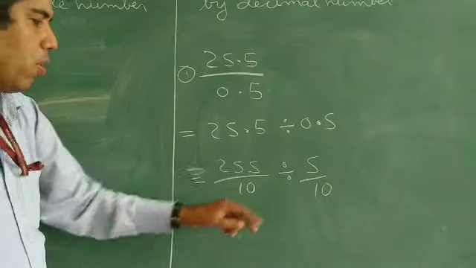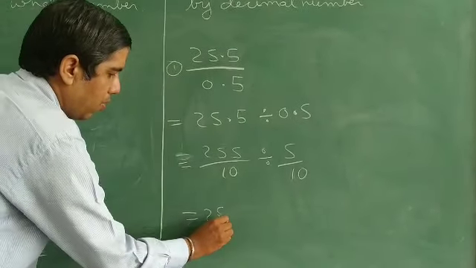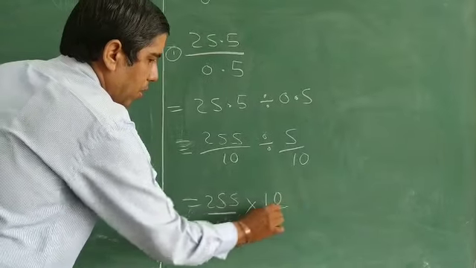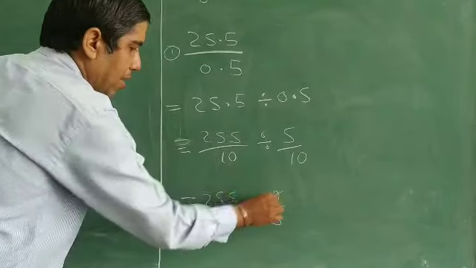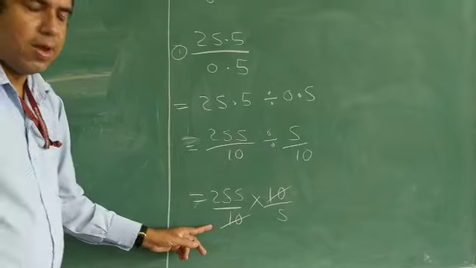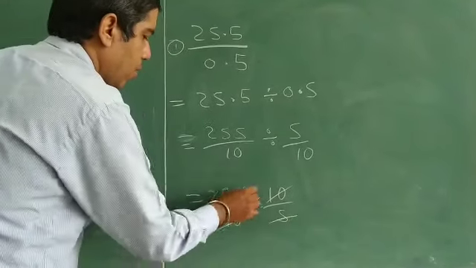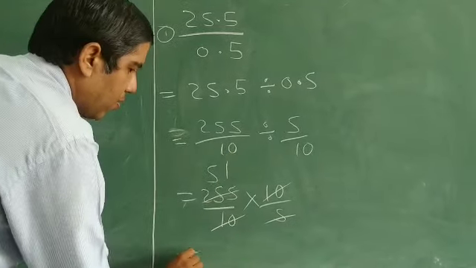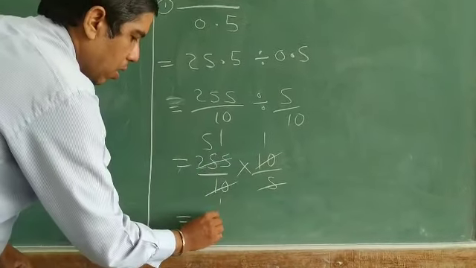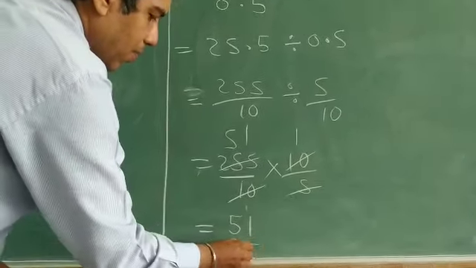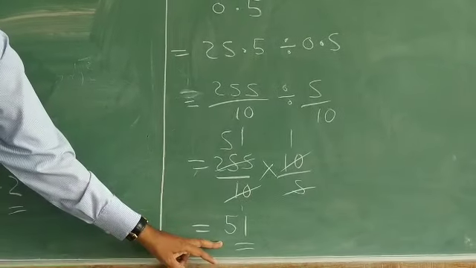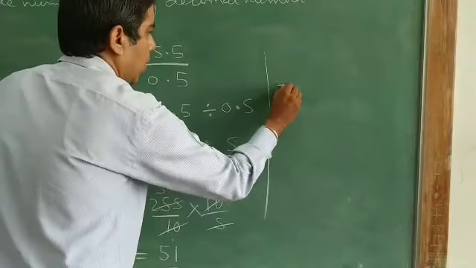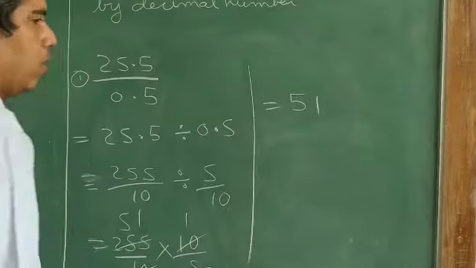Now we will take the reciprocal of this. So it comes 255 by 10 times 10 by 5. The 10 cancels. We already know up and down cancellation is possible. And 5 fives are 25, 5 fives are 25. The answer comes here 1, here 51 is the answer. What is the answer? 51 is the answer. So I am writing here equal to 51.